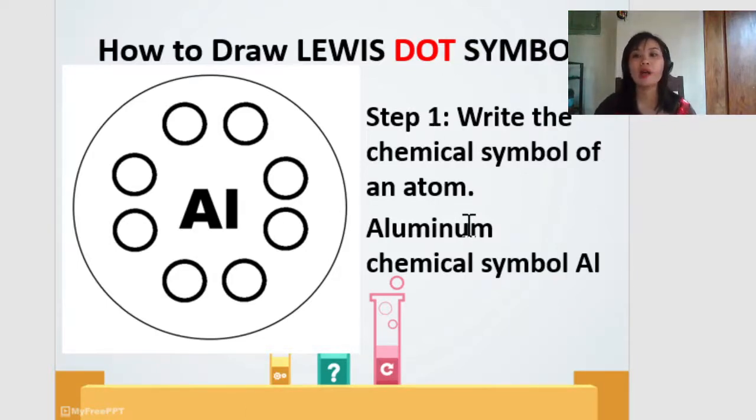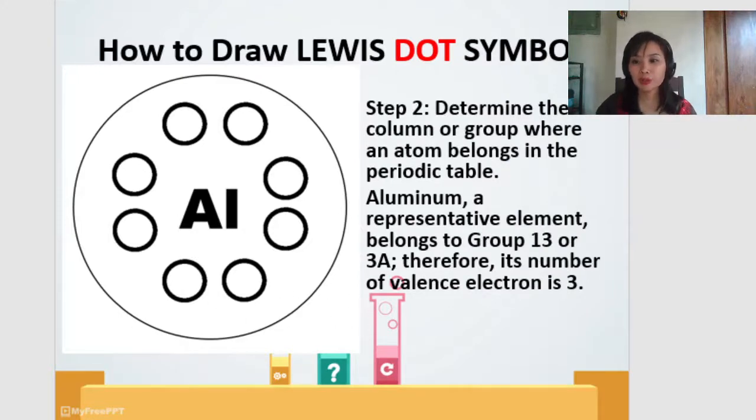Step 1, write the chemical symbol of an atom. Aluminum, chemical symbol is Al. Next, step 2, you are about to determine the column or group where an atom belongs in the periodic table. For example, aluminum, where is it located? It is not on the side. If you're facing your periodic table, it is on the right part.